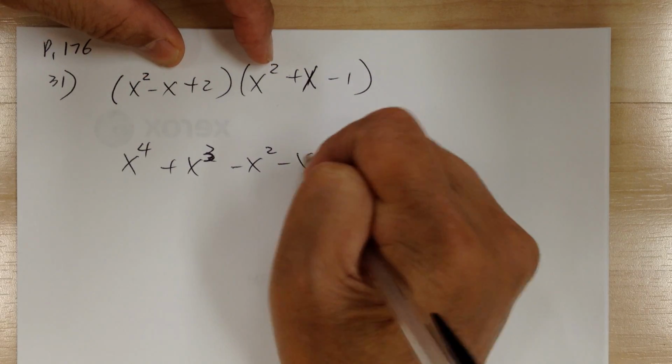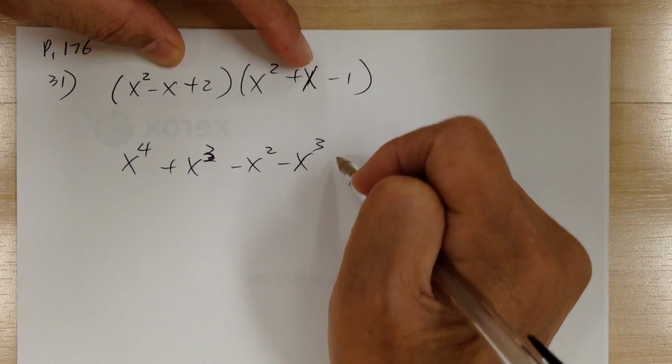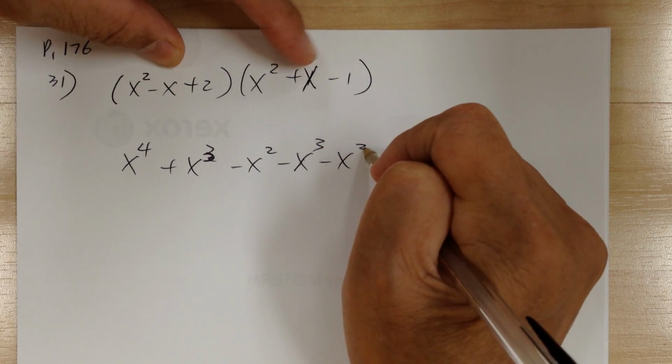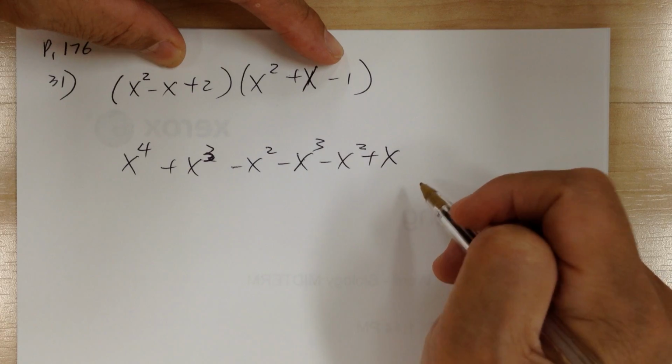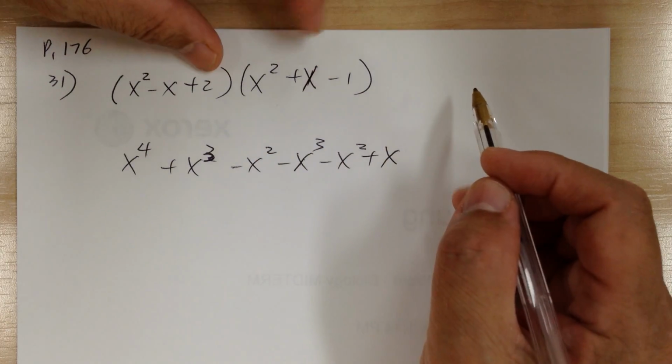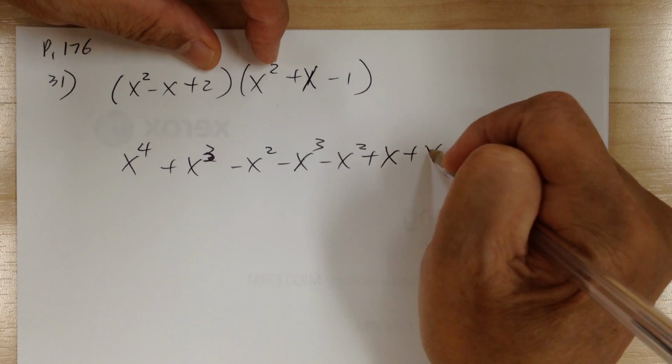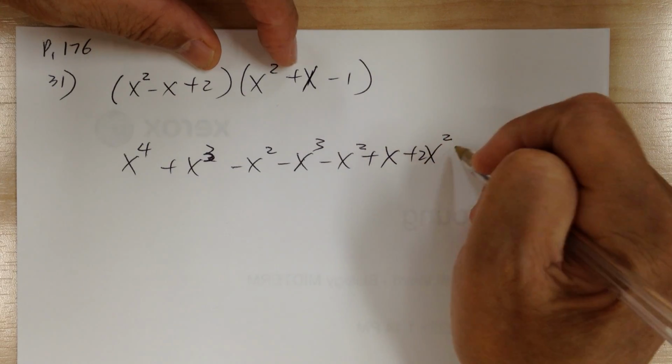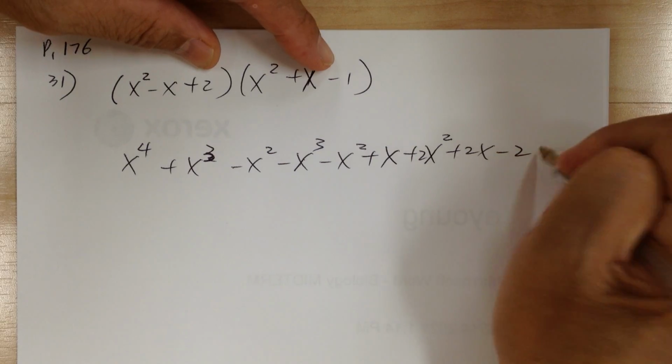So this would be minus x to the 3, minus x squared plus x. Okay, notice the order had to go down, right? 4, 3, 2, 3, 2, 1. And the next one, this will be plus 2x squared plus 2x minus 2.